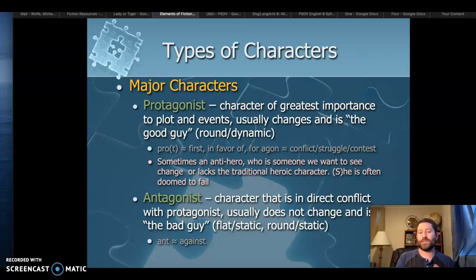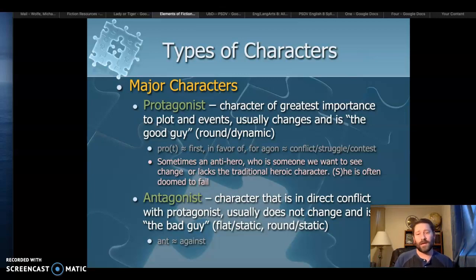Anyways, then there's the anti-hero, who is someone we want to see change or lack the traditional heroic characters. He or she is often doomed to failure. The anti-hero may be a person we still root for because they're anti-establishment or they're fighting the system somehow. But they're fundamentally a flawed character. They're somebody who doesn't really make a lot of good choices.